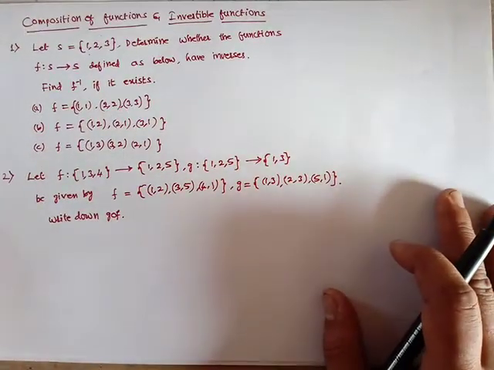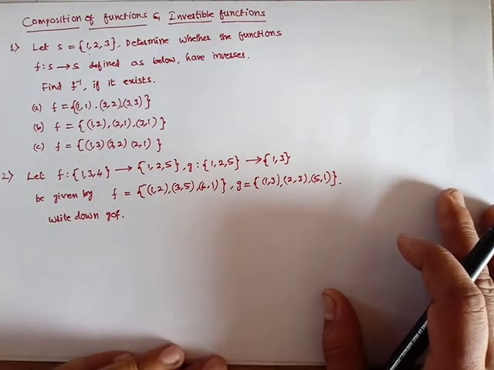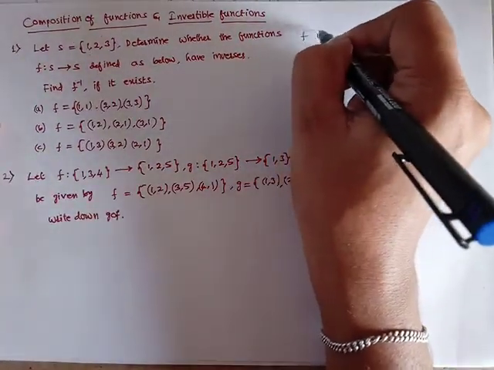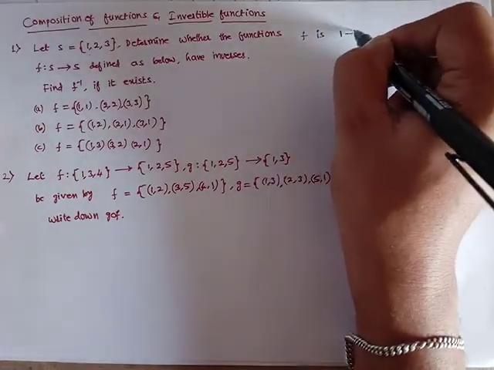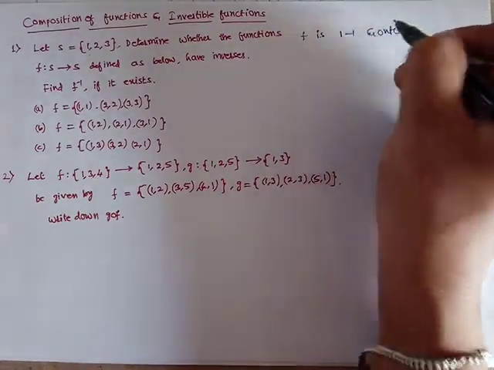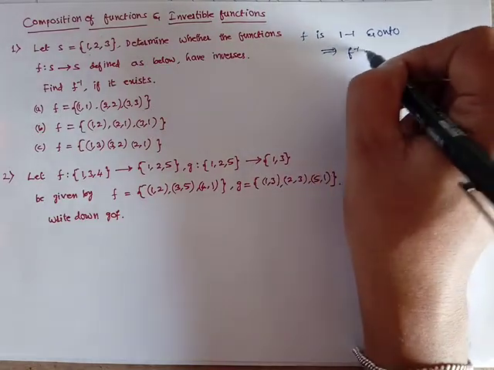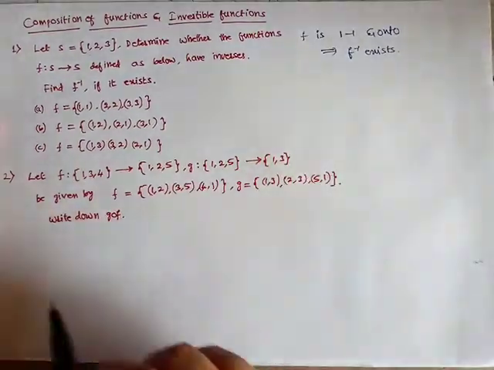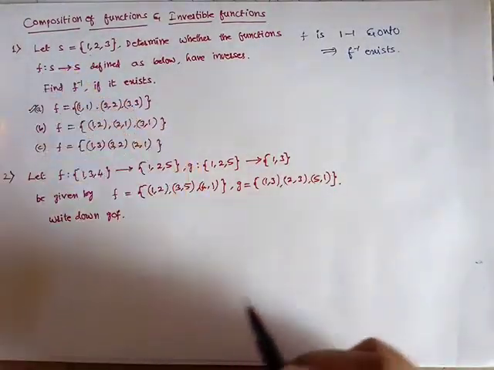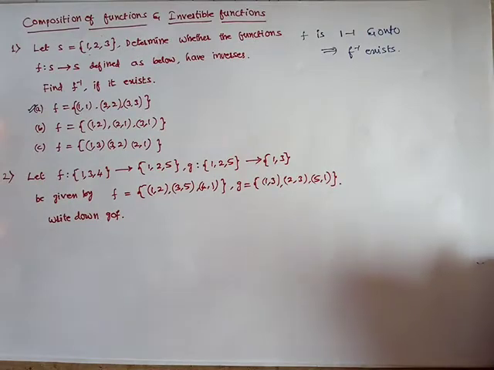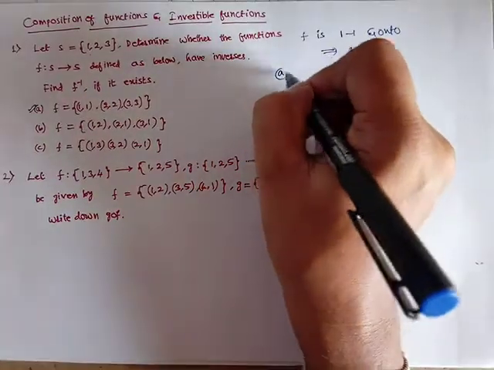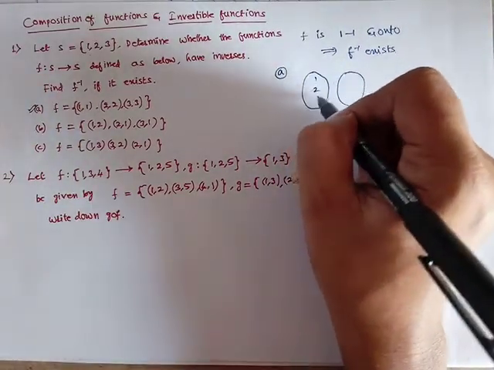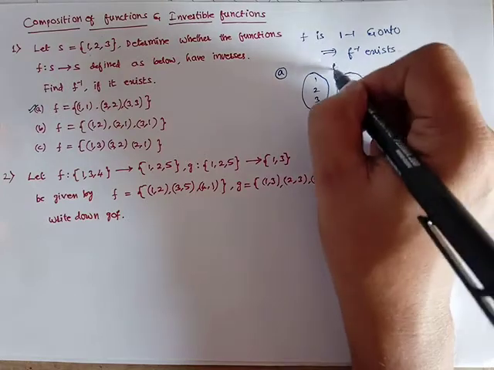Then to say whether any function has an inverse, what is the condition we will check? First of all, if F is 1-1 and onto, this implies F inverse exists. Then from the given questions we'll see whether they are 1-1 or onto. Look at the first question. So F is mapping from {1, 2, 3} to {1, 2, 3}, this is your S.